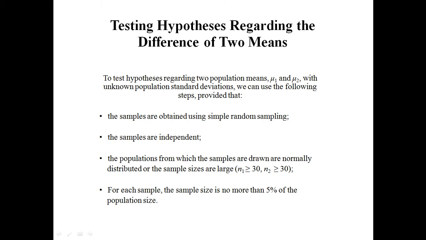Today I will talk about testing hypotheses regarding the difference of two means. Before we start the steps, we need to confirm 4 criteria. The first one is the samples are random samples. The second one, the samples are independent. The third, the sample sizes are large. Here N1 and N2 are at least 30. Last one, each sample size is no more than 5% of the population size.